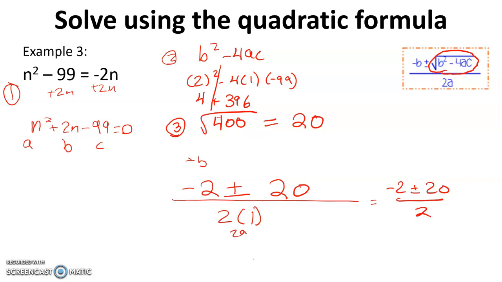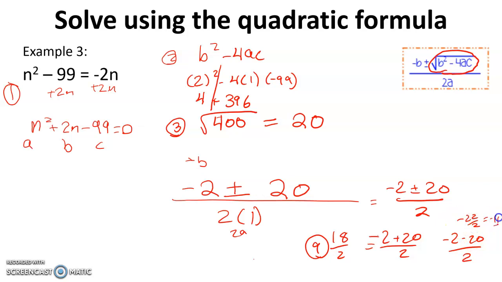Okay? Now from there, because I have that plus or minus, I'm going to set up two fractions. I'm going to do negative 2 plus 20 over 2, and I'm going to do negative 2 minus 20 over 2. For this one, you're going to get 18 over 2, which is equal to 9, and then this one, you're going to get negative 22 over 2, which is equal to negative 11. So those would be your two solutions for this quadratic right here: 9 and negative 11, okay?